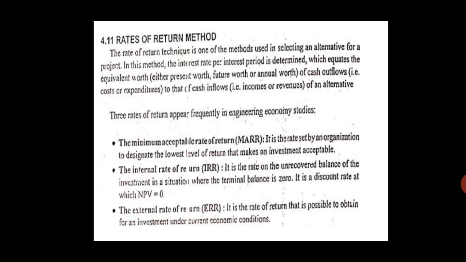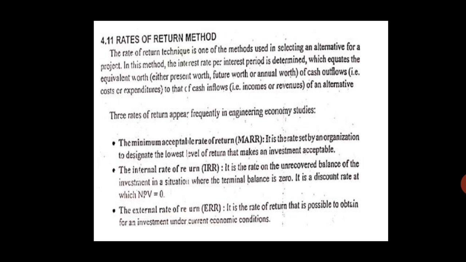So three types of return appear frequently in engineering economic studies. One is minimum acceptable rate of return, MARR. It is a rate set by the organization to designate the lowest level of return that makes an investment acceptable. Suppose an industry wants to invest some money, they expect some 12% returns. So that is known as MARR, minimum acceptable rate of return.